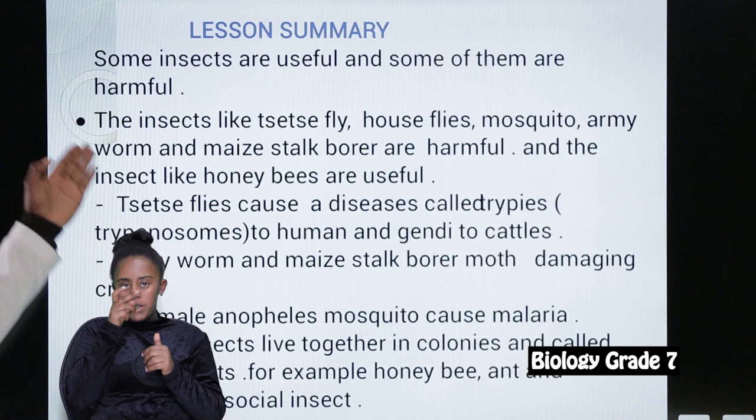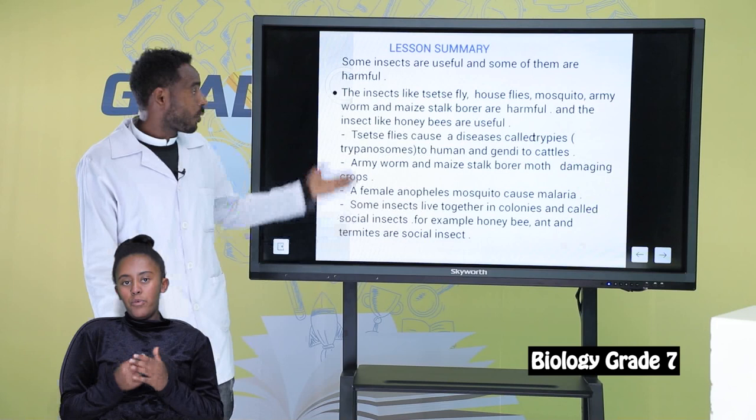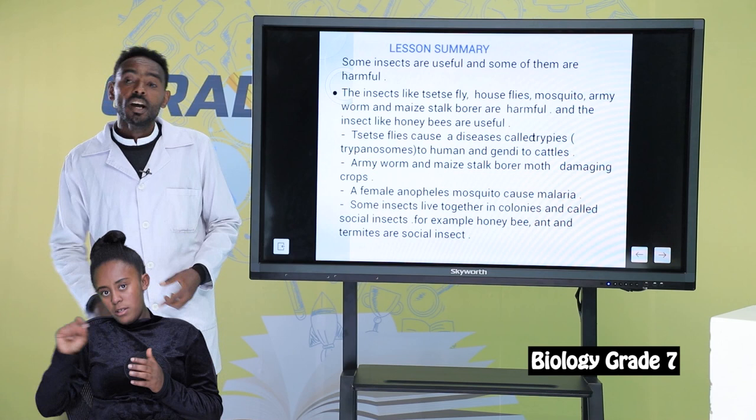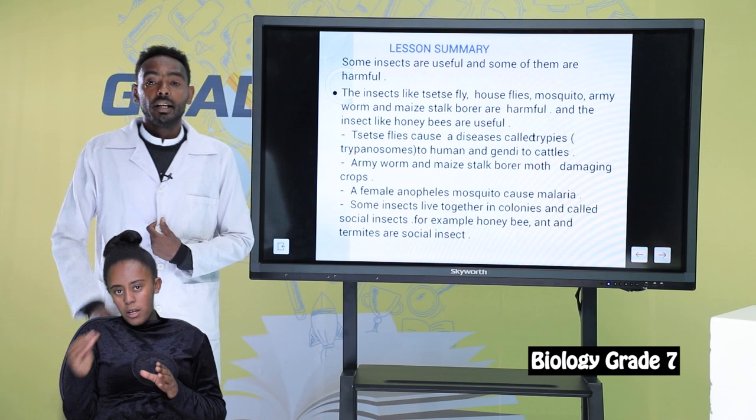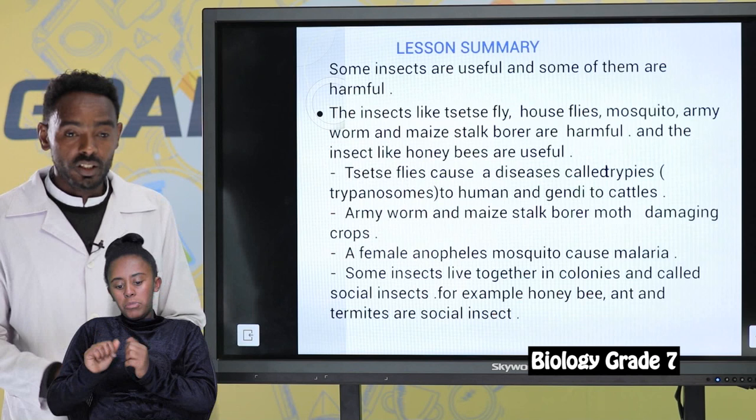The second point is that insects like sandfly, housefly, mosquito, armyworm, and maize stalk borer are harmful, and insects like honeybee are useful. Sandflies cause a disease called trypanosomiasis, otherwise named sleeping sickness, in humans and also nagana in cattle. Armyworm and maize stalk borer damage crops the most. They cause big damage to the crops.